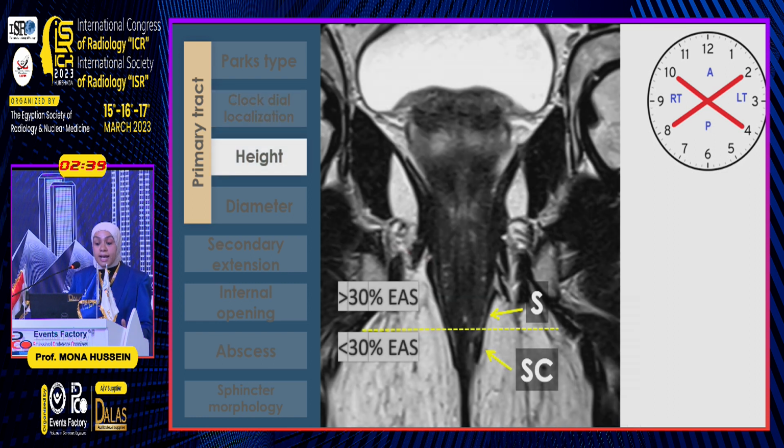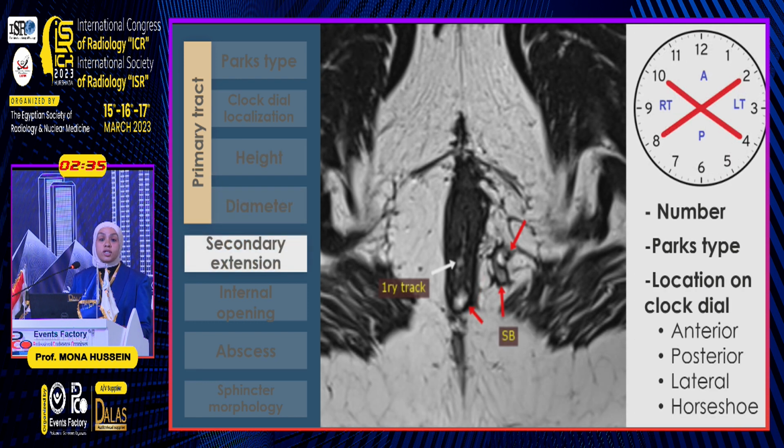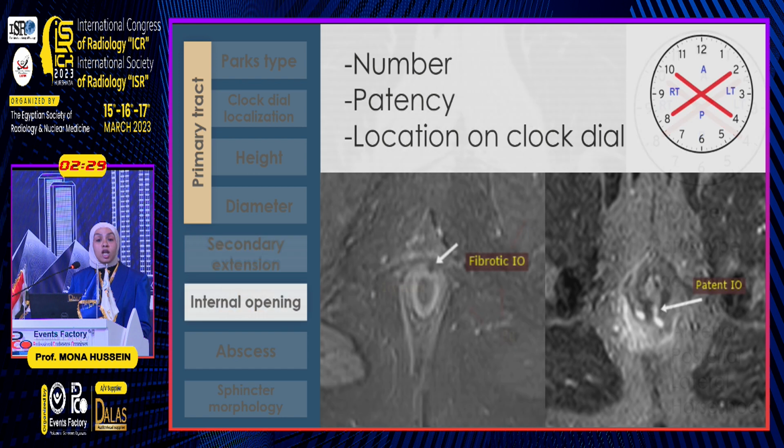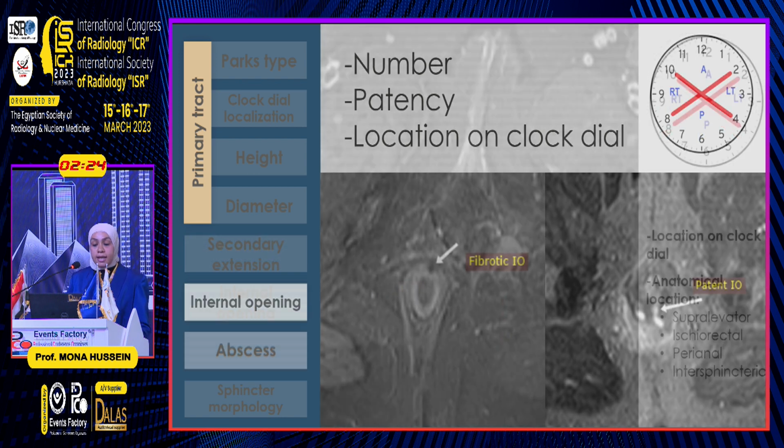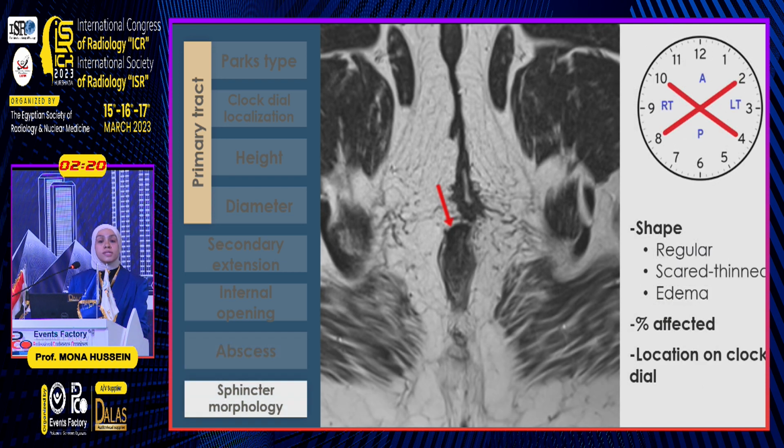Height of the fistula as low or high, diameter, maximum cross-section dimension, secondary extension, their Parks classification for each, clock-face localization for each, and their number is important. Internal opening, whether closed or patent, their number and location on the clock face, abscess formation, their anatomical location and clock-face localization, and also the amount of the affected sphincters and the sphincter morphology.